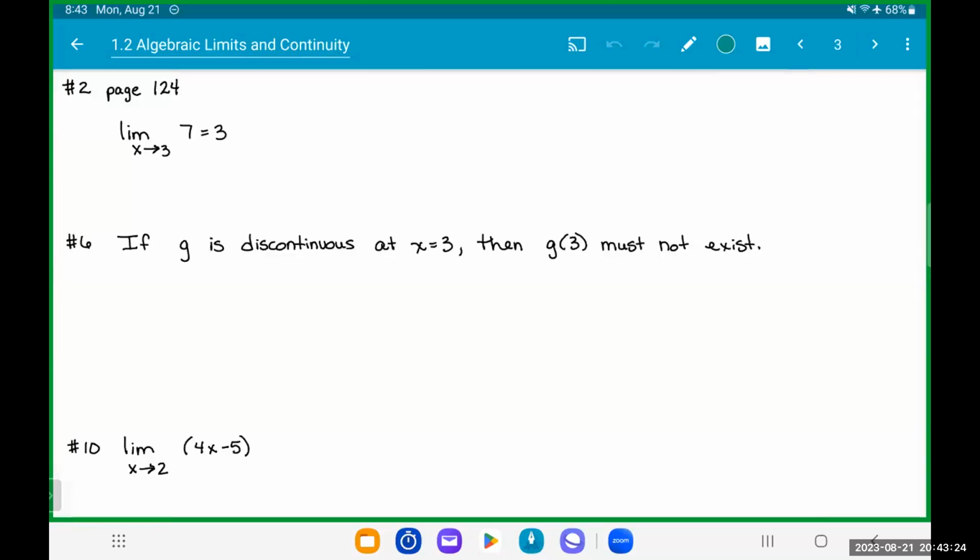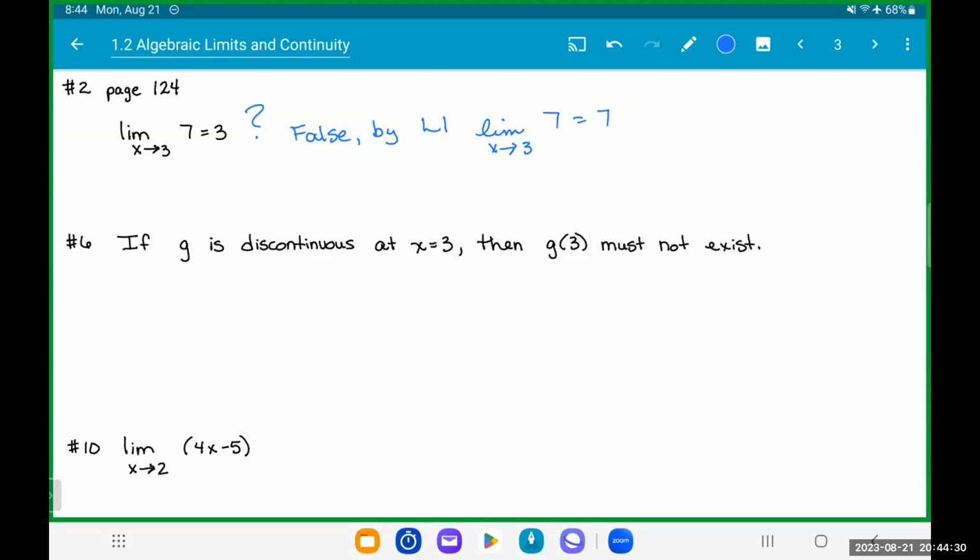All right. So now let's go ahead and get into some of the examples. What we have here first is on page 124. It gives me that the limit as x approaches 3 of 7 is 3. Is this true or false? That's what this problem is. And this is false, right? Because by L1, that limit property number 1, if I have the limit as x approaches any value of a constant, it is equal to the constant itself. So this saying that the limit as x approaches 3 of 7 is equal to 3 is false, because it would have to equal itself.